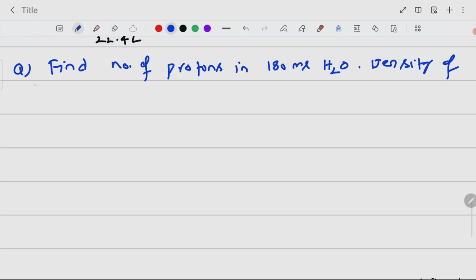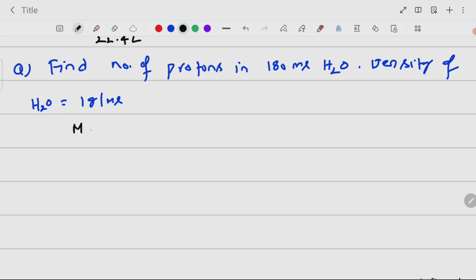Density of water is given as 1 gram per ml. We need to find the number of protons in 180 ml H2O, density of H2O given 1 gram per ml. Here we know the density and volume, but we don't know the mass, so how do we calculate mass?